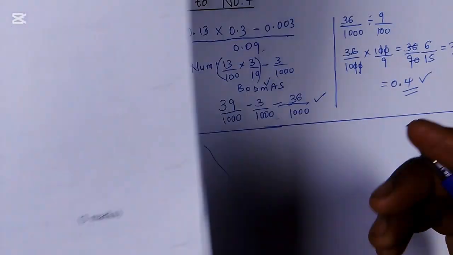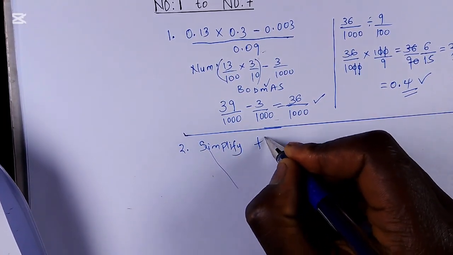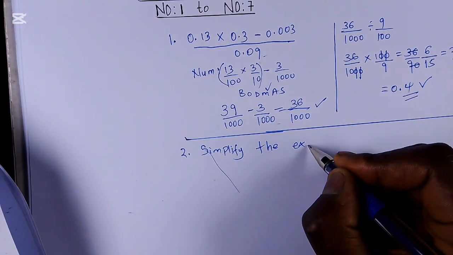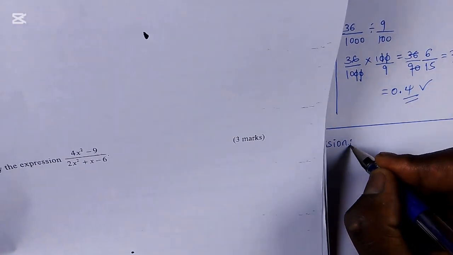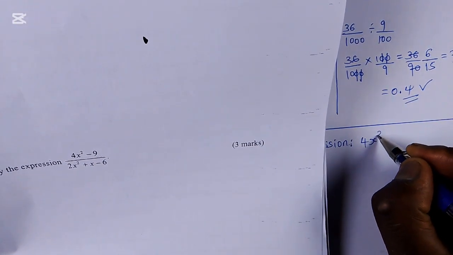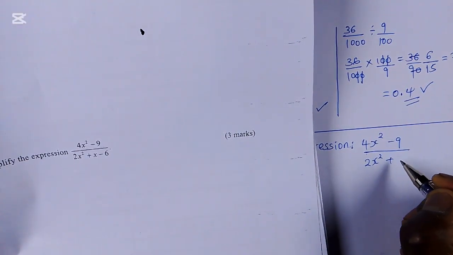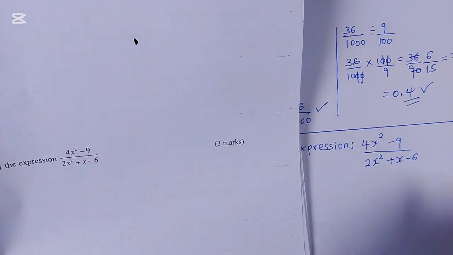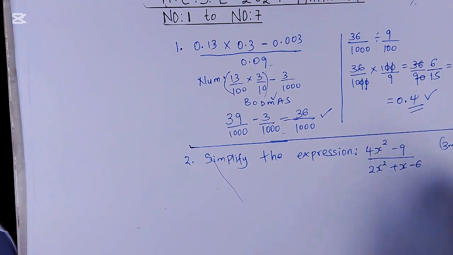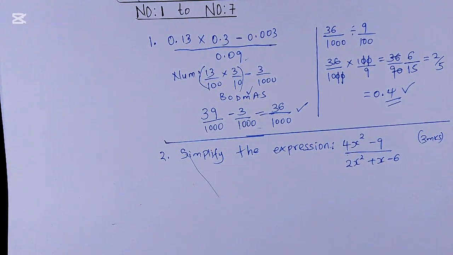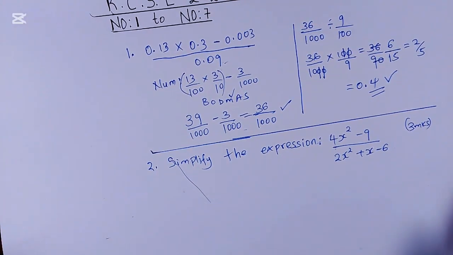Simplify the expression. The expression we are supposed to simplify is 4x squared minus 9 over 2x squared plus x minus 6. By solving that we will get 3 good marks. So for us to simplify this expression, we need first to start working out the numerator, and our numerator is 4x squared minus 9.